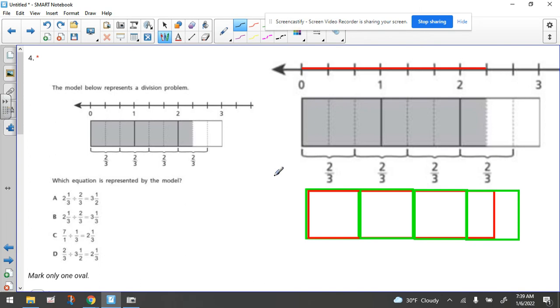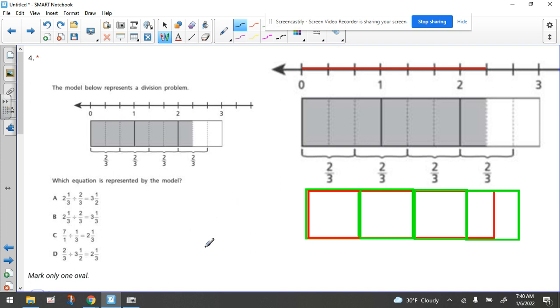Hey everybody, Mrs. Bianchi. We're looking at question number 4, and to my surprise, this question was the top missed question on this assignment, and we had a lot of different answers too, which was kind of a surprise. So let's take a look at the question. The model below represents a division problem, and they give you this, and I blew it up over here so we can see a little bit better. Which equation is represented by the model?